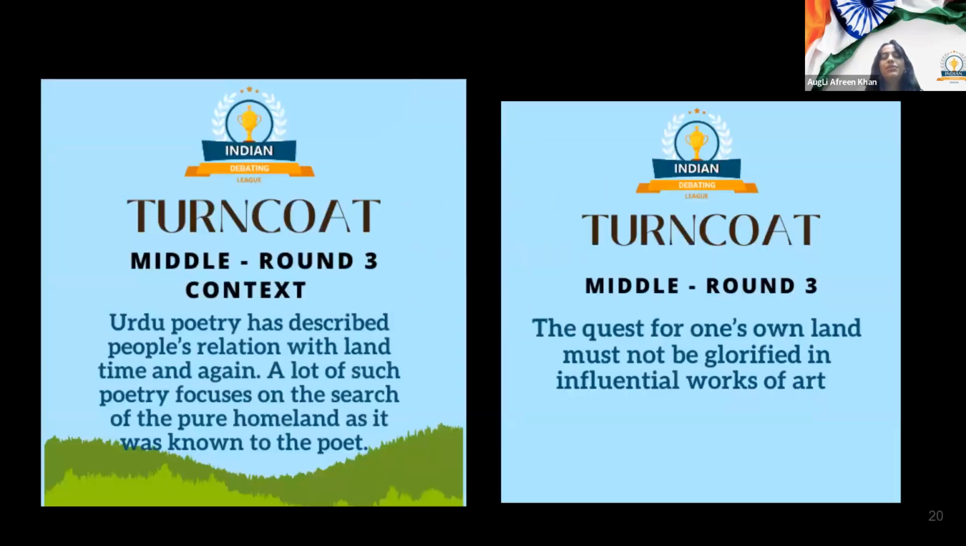Let's move on to the third topic, which has a context slide. The context slide says, Urdu poetry has described people's relation with land time and again. A lot of such poetry focuses on the search of the pure homeland, as it was known to the poet. The motion then stands: the quest for one's own land must not be glorified in influential works of art. Are there any questions?